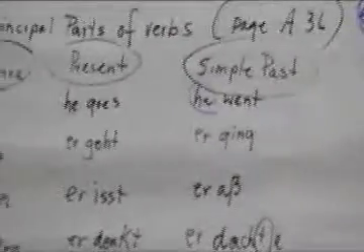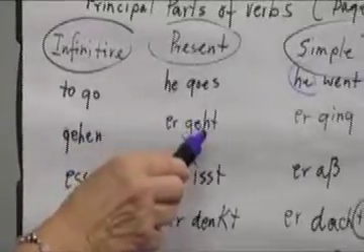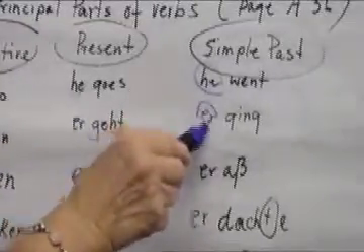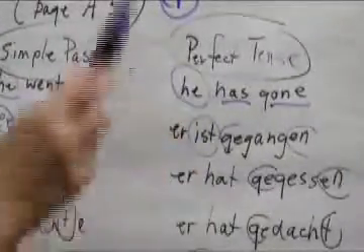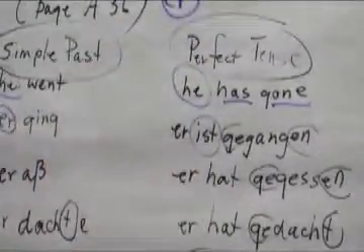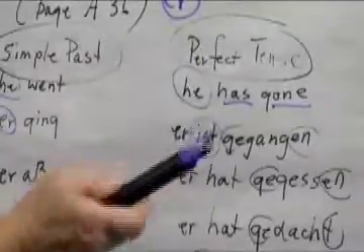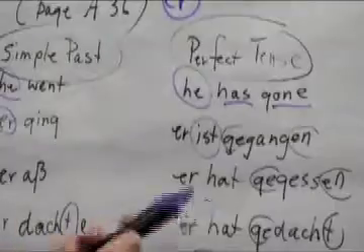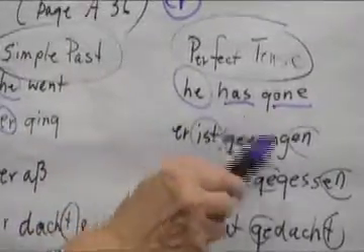Now let's look in German. Infinitive, gehen. Geht, present tense. Ging, simple past. Ist gegangen. This is the perfect tense, and the ist is added there because it's a motion verb. Remember those? Ist gegangen, but in English it still means he has gone. So ist plus the past participle of gehen.